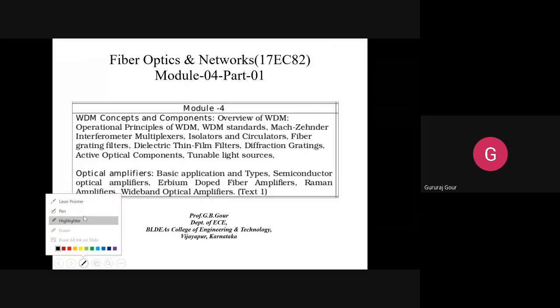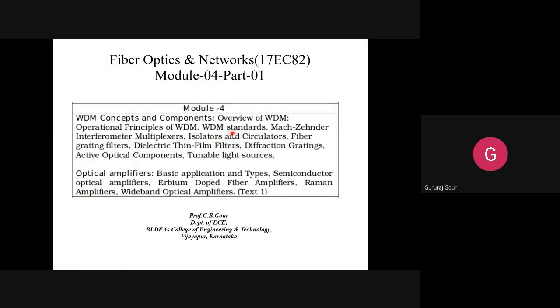So far, let us see what we have covered in this module 4. We are able to review the WDM technology, how to define and elaborate WDM technology, meaning how to implement it, and what are its different standards, DWDM and CWDM, with their applications. Later, we discussed MZI multiplexers, and we did its quantitative analysis.